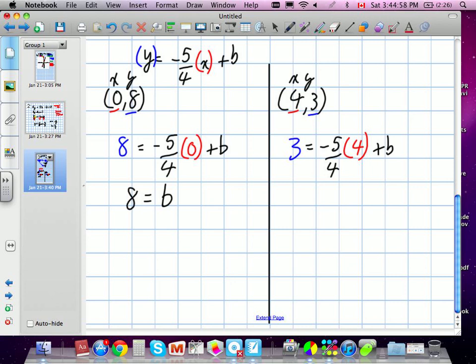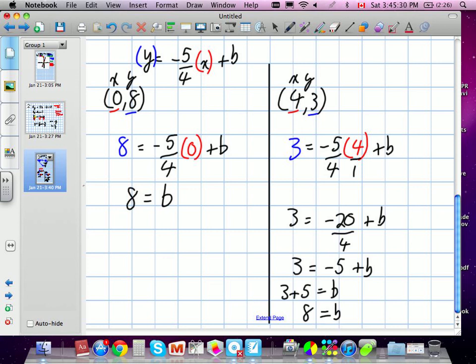But 4 over 1 is a fraction. Okay? And technically we multiply the top by the top and the bottom by the bottom. So the number we get is 3 is equal to negative 5 times 4 is negative 20, over 4 times 1, plus b. Negative 20 divided by 4 is negative 5 plus b is equal to 3. When I move 5 to the other side, I get 3 plus 5 is b. So b in both instances is 8. Didn't matter which one I plugged in, I still get the right answer.